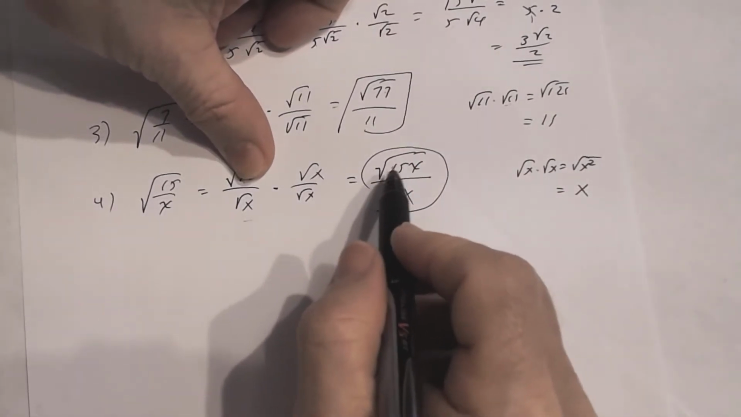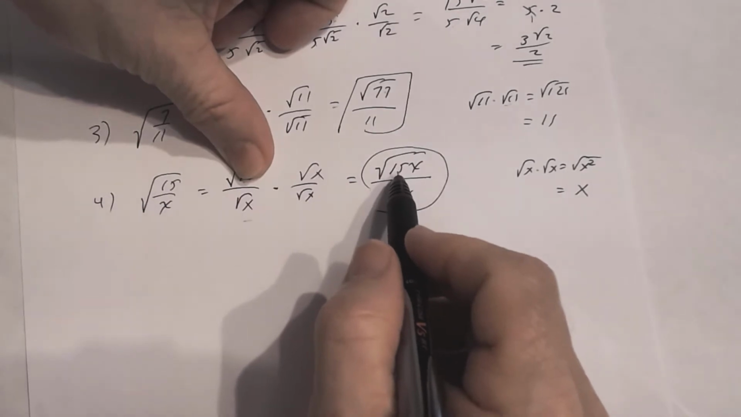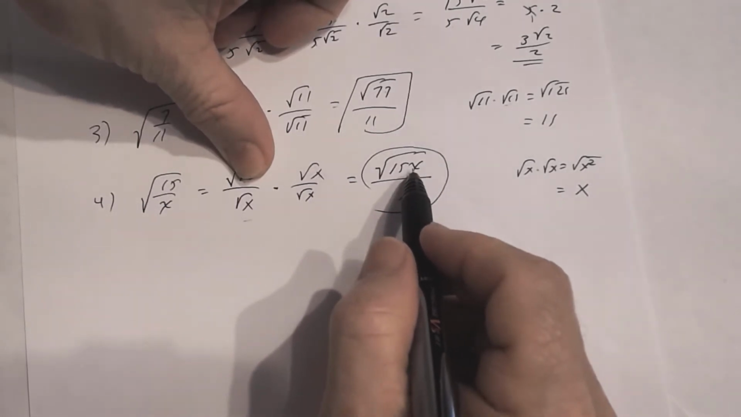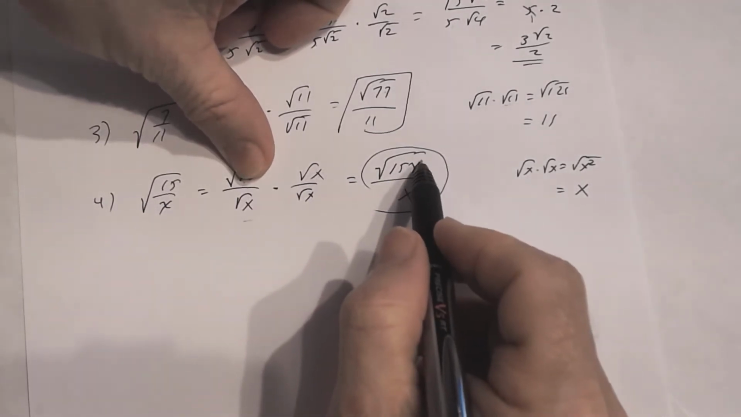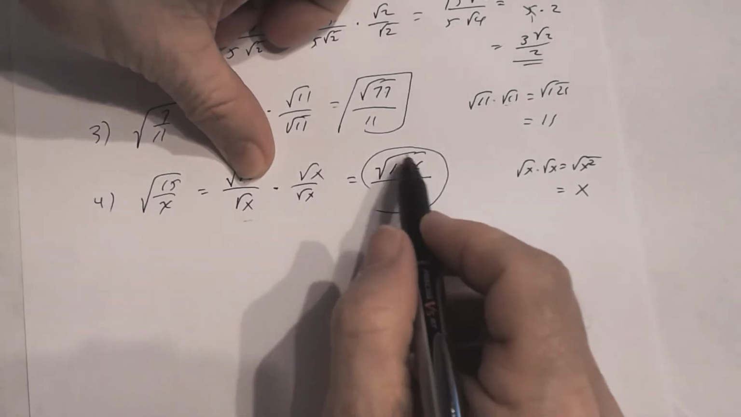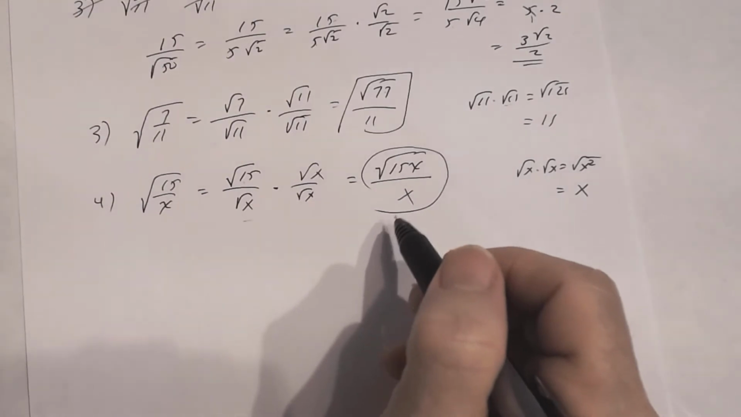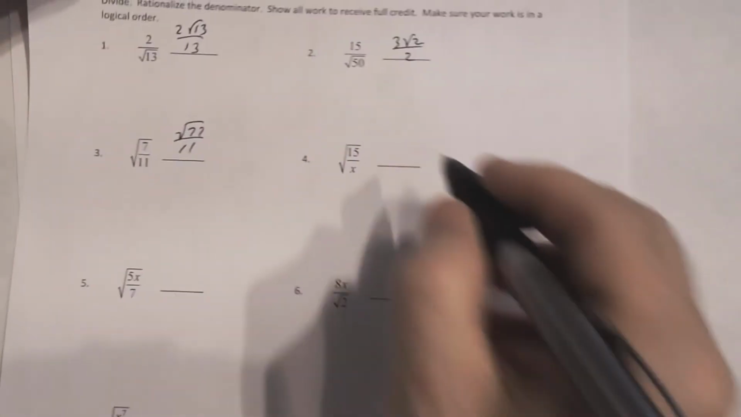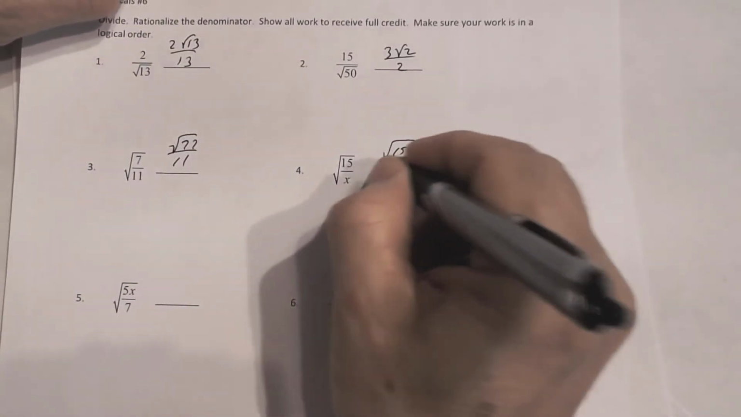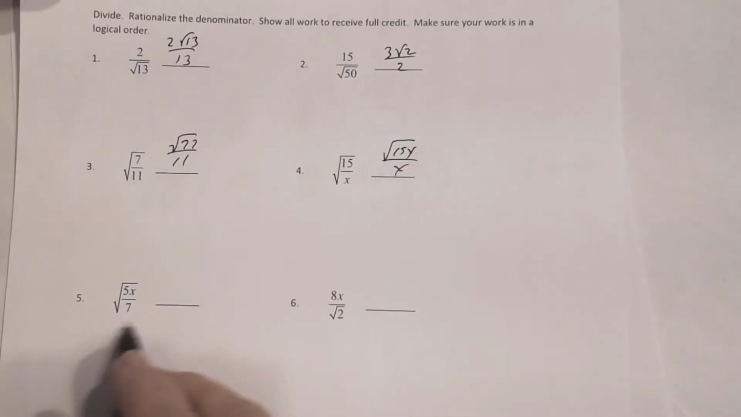Now again, you got to ask yourself, can I simplify the square root of 15? No. Can I simplify the square root of x? No. And remember, the reason is because the exponent 1 is less than 2, and the only perfect square that goes in 15 is 1. So there's your answer. The answer to number 4 is square root of 15x divided by x. All right, let's go to number 5.